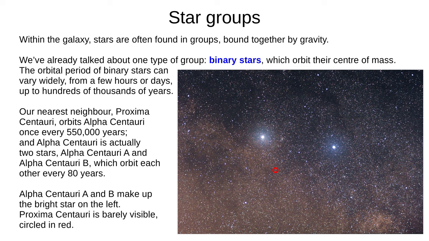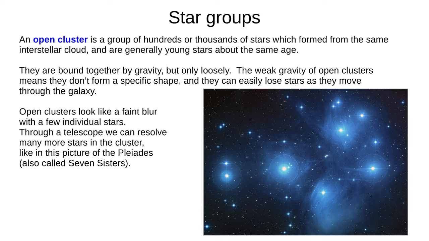Alpha Centauri A and Alpha Centauri B orbit each other with a period of just 80 years. You can see these three stars here, although Alpha Centauri A and B can't be distinguished, and the dim Proxima Centauri is barely visible. An open cluster is a group of hundreds or thousands of stars.